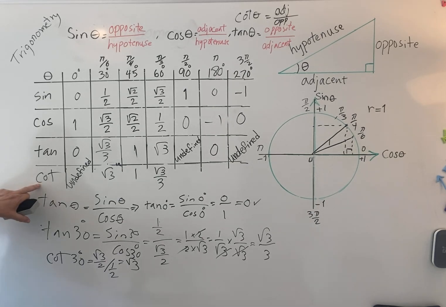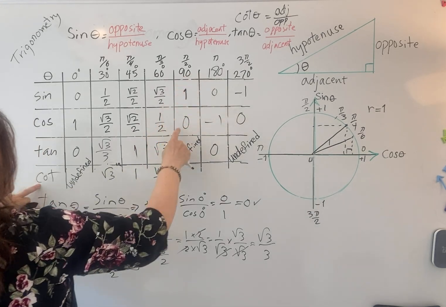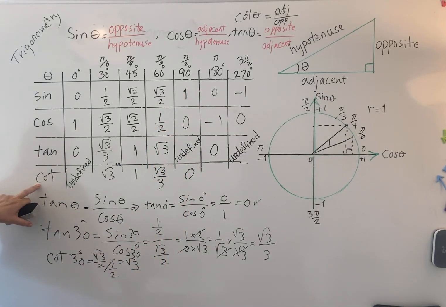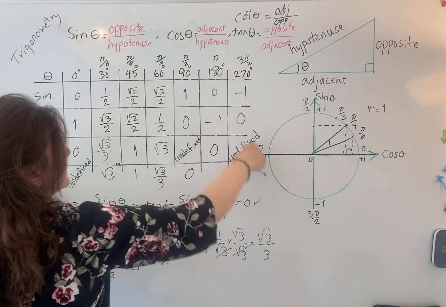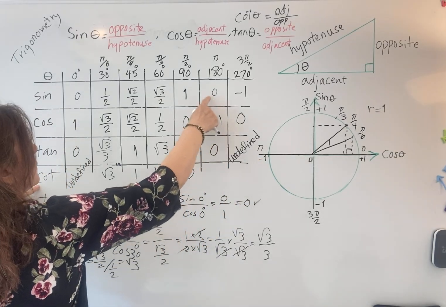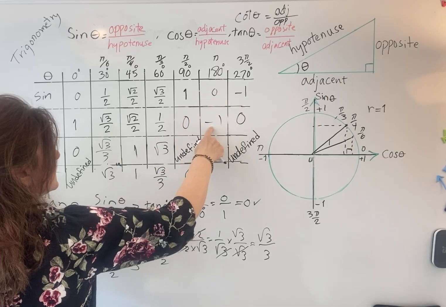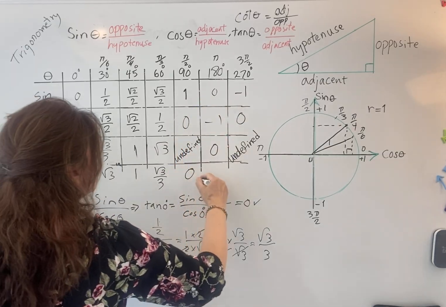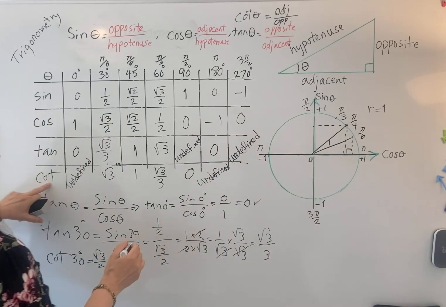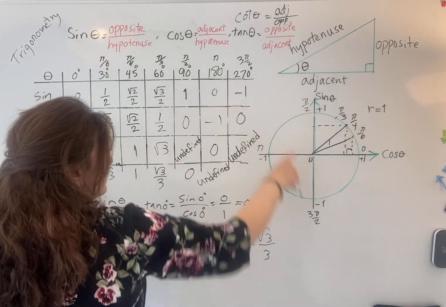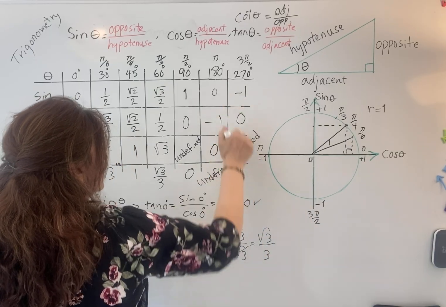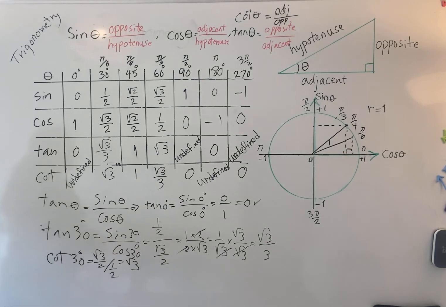Okay. How about cotangent of 90 degrees? Cosine over sine is 0. Cotangent of 180 degrees is cosine over sine. Okay, this is -1 over 0, undefined. Cotangent of 270 degrees, this is 3 pi over 2. Cosine over sine is 0, right?